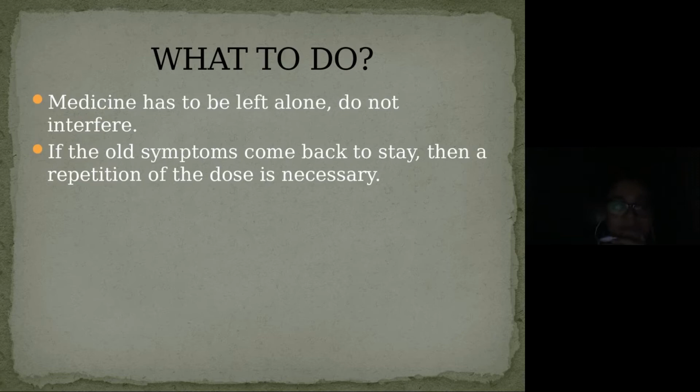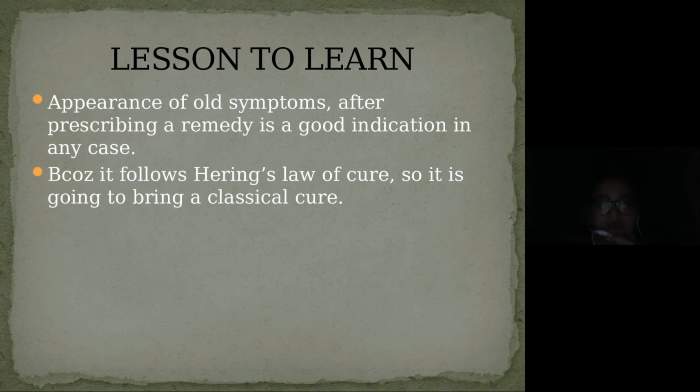So what is the lesson we learn from this 11th observation? That appearance of old symptoms after prescribing a remedy is a good indication in any case because it follows Herring's law of cure. So it is going to bring a classical cure because the symptoms are disappearing in the reverse order of their appearance, and that is what the Herring's law of cure is about. So it is following the Herring's law of cure, so it is going to bring a classical cure.